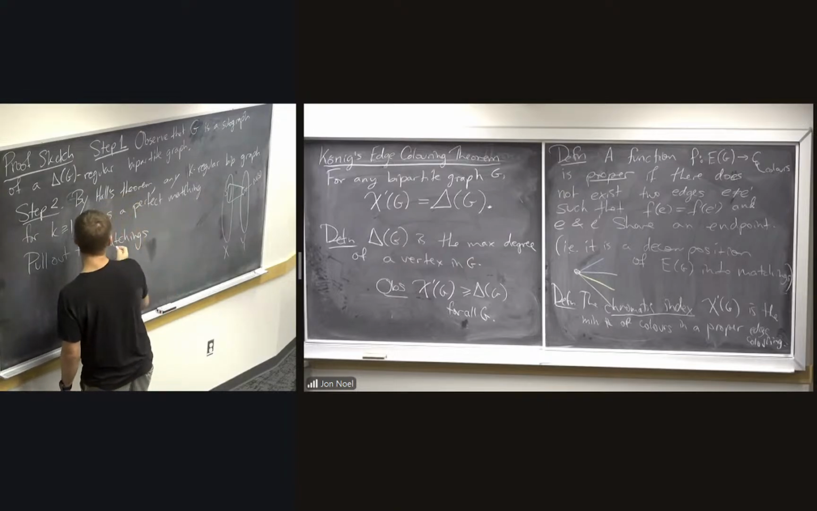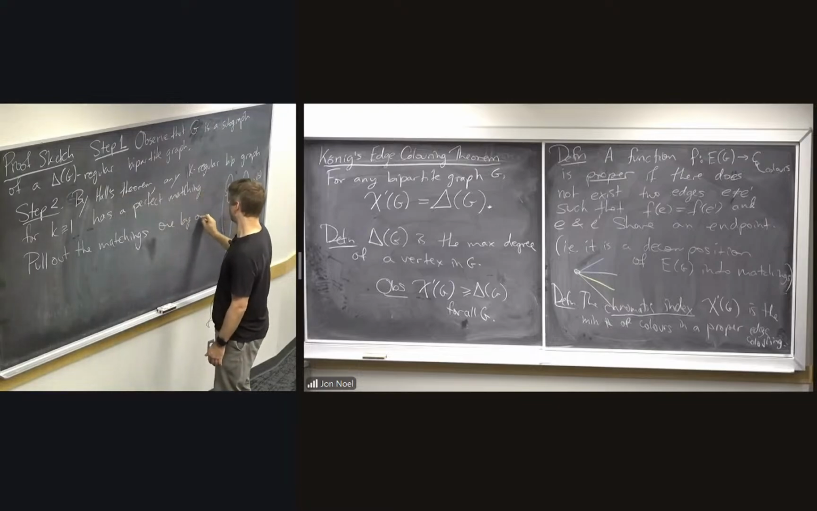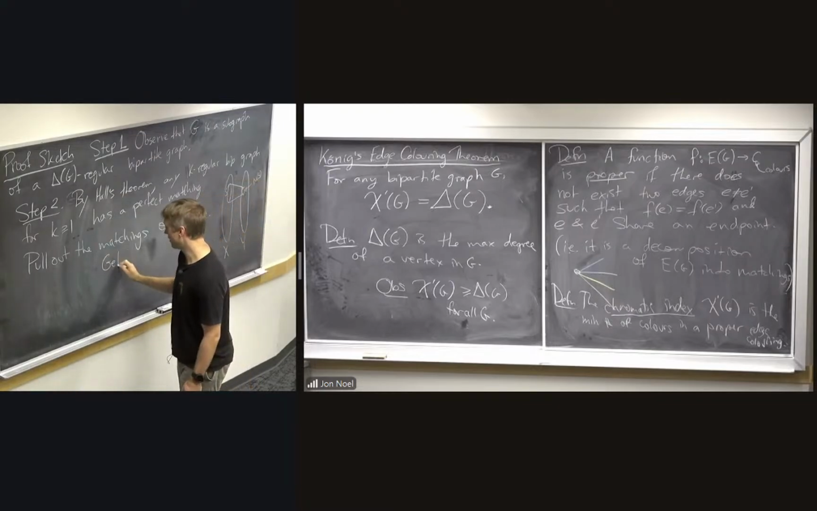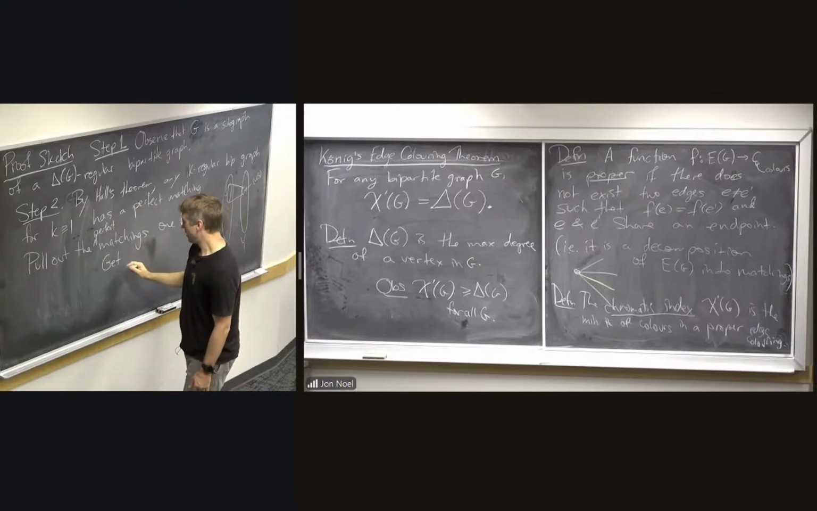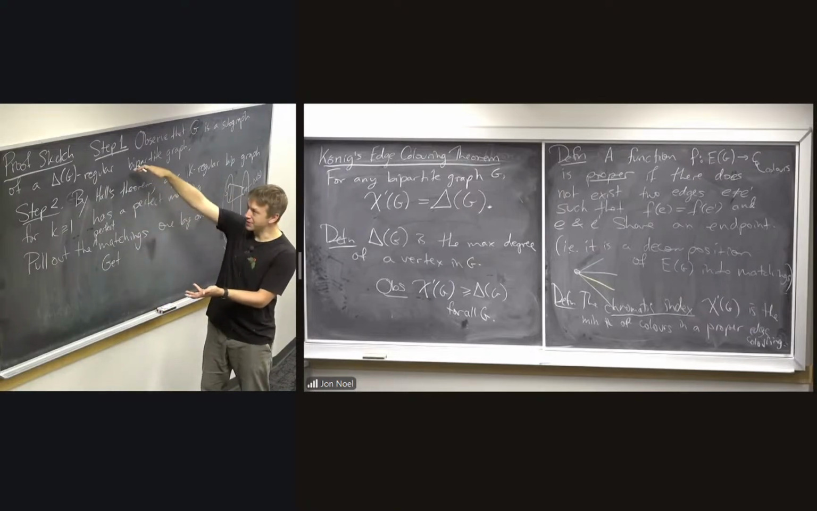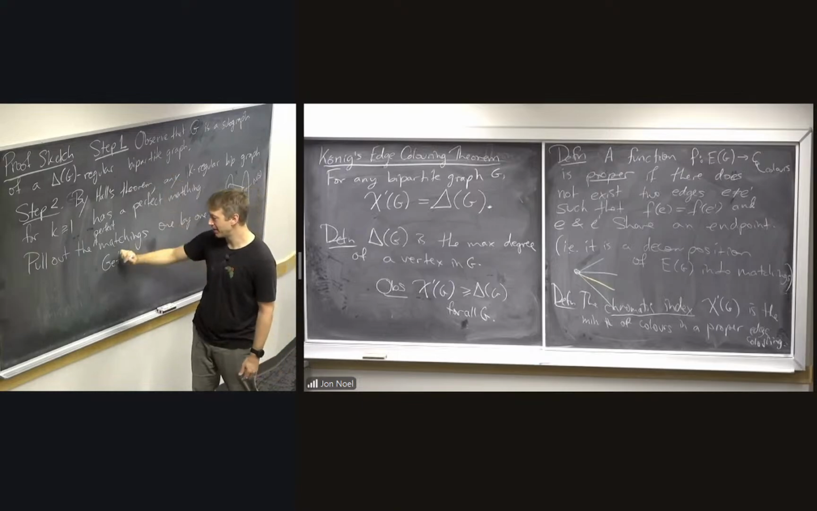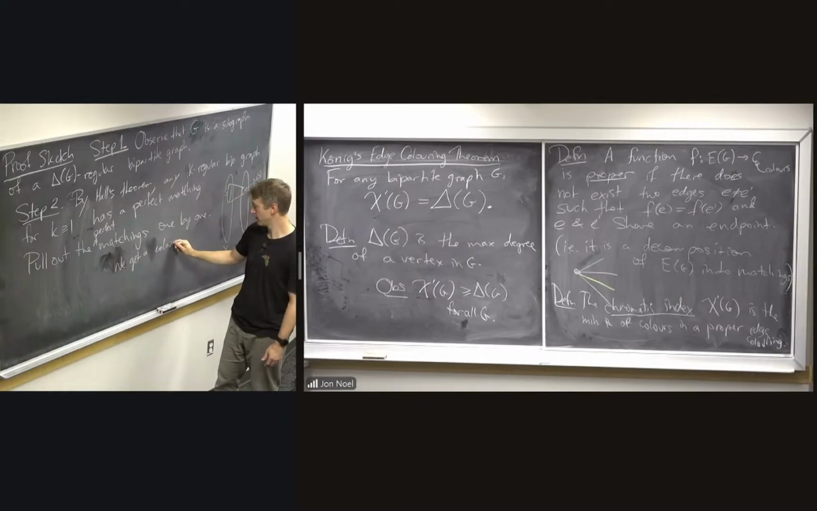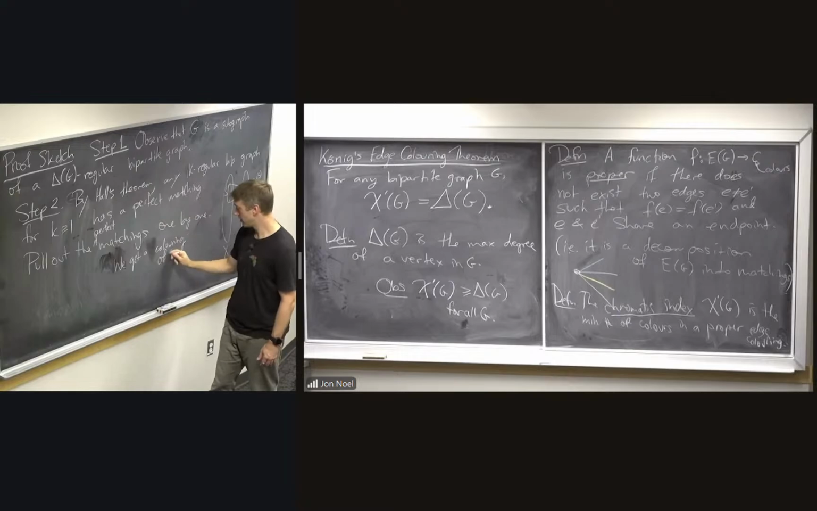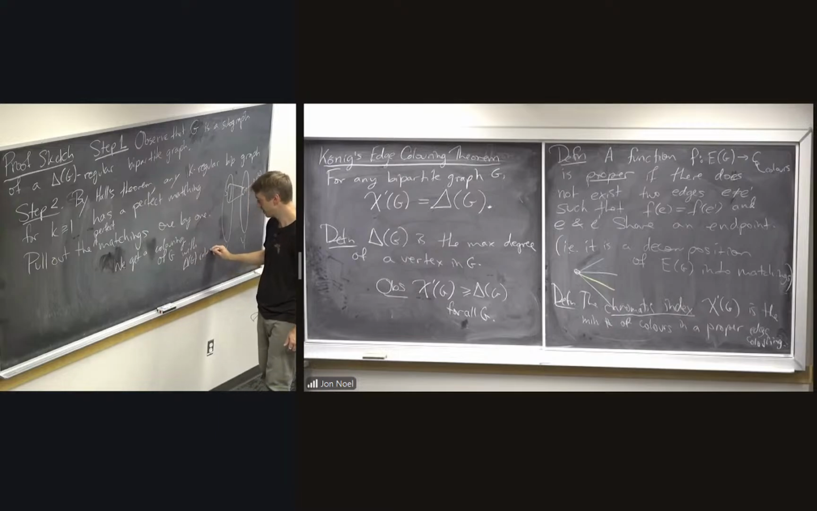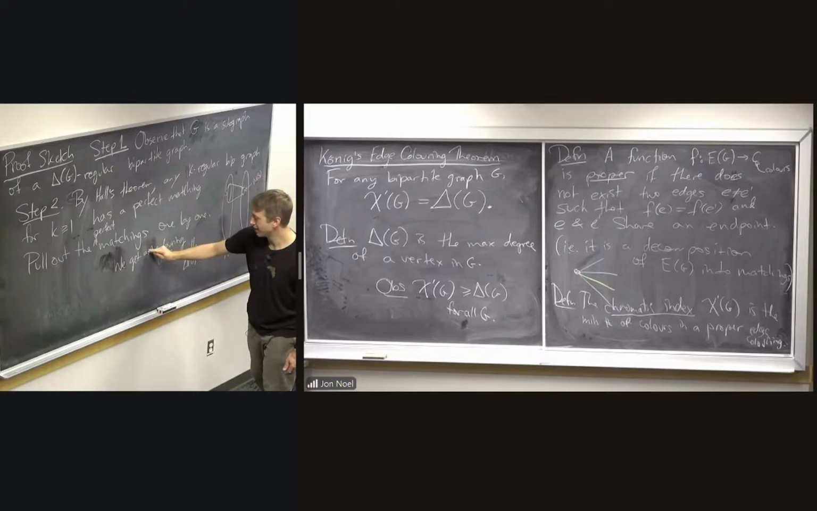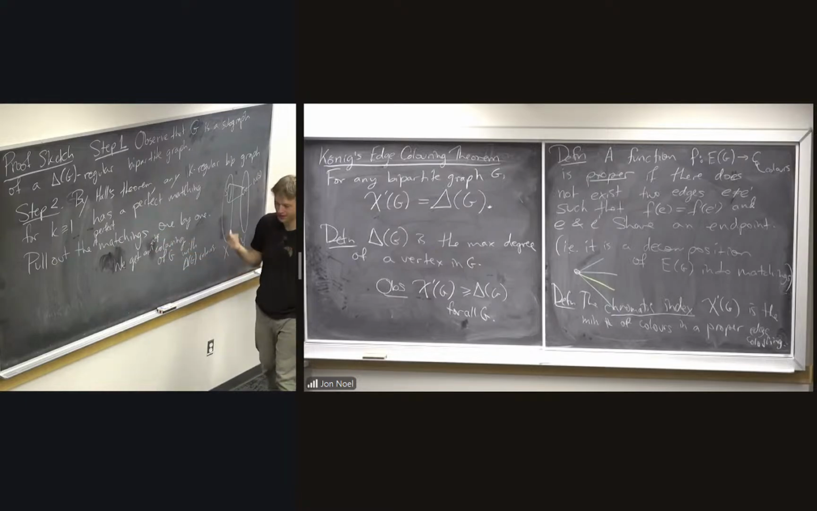And get the perfect matchings. And then if I look at the copy of G inside of this thing, it gives me a coloring of G with delta of G colors. I should say, I guess, an edge coloring, a proper edge coloring. Okay.